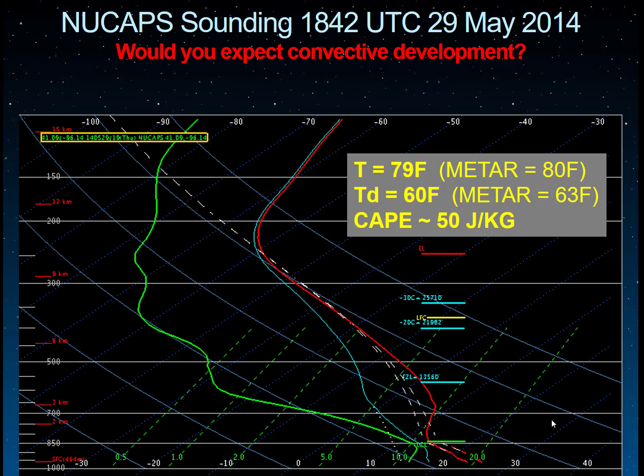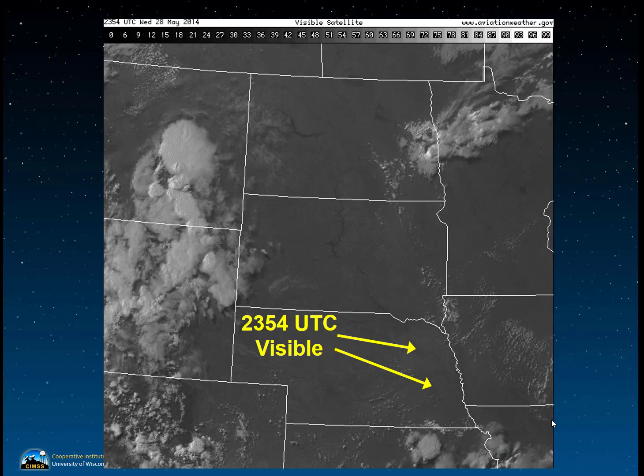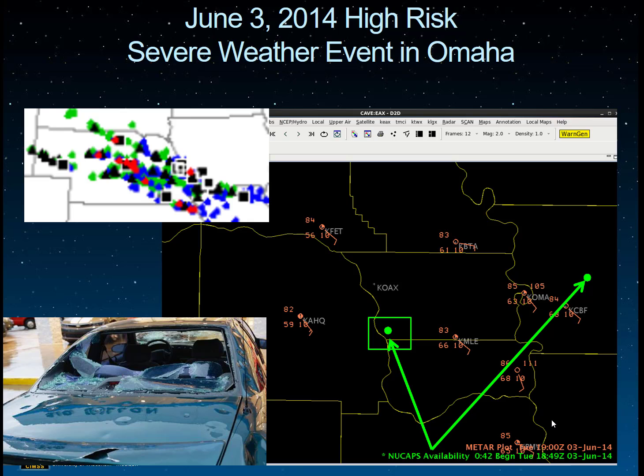The temperature and the dew point fairly well matched what was going on with METARs, so there wasn't a burning need to adjust the lower part of this particular NUCAPS profile. The CAPE was about 50 joules per kilogram. The sounding was fairly dry. You would not necessarily expect shower development in this kind of air mass, and nothing happened. But a couple of days later, there was a high-risk event over Omaha, and again, we're going to look at some NUCAPS profiles from that day.